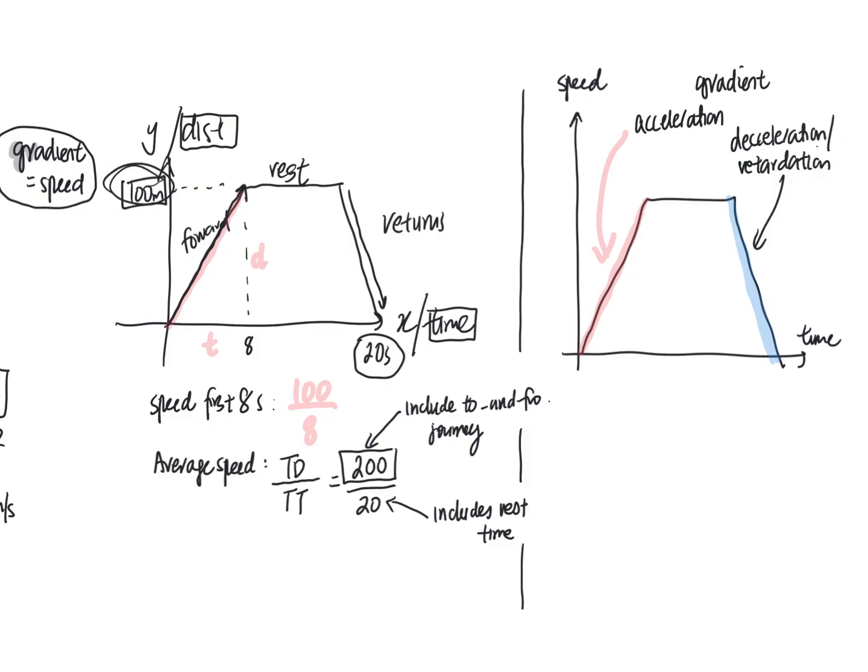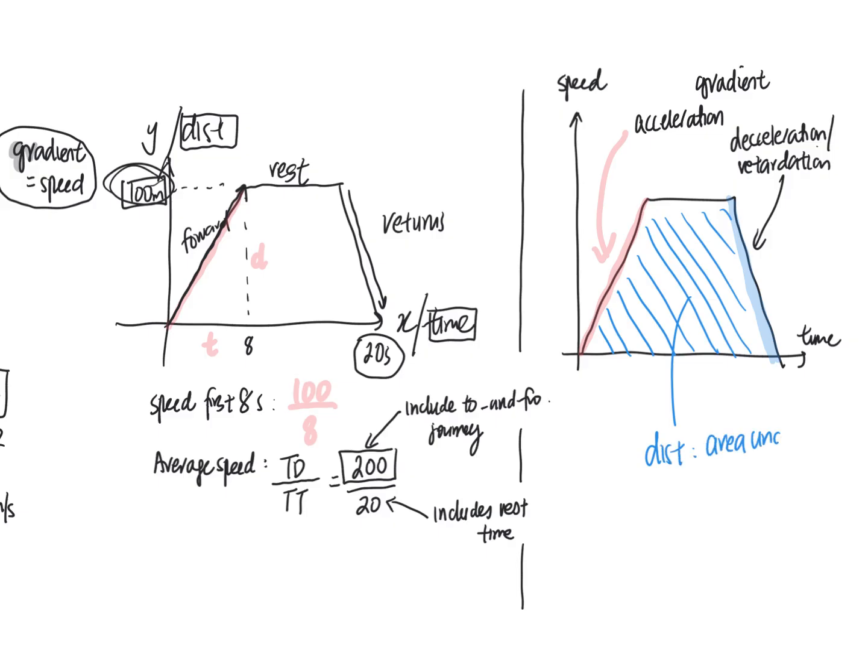Okay, then another thing you need to know is if you want to calculate distance, you find the area under the graph. So distance is area under the graph. This one. Yes. The straight line is constant. Yes, correct. Under the graph.